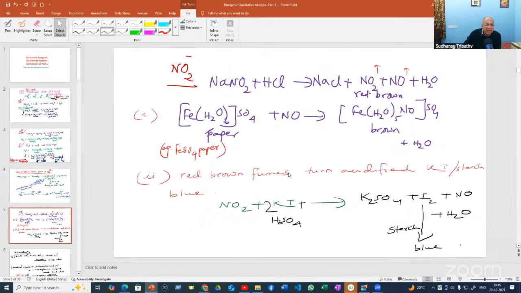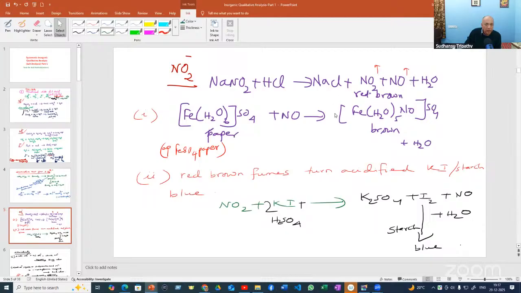Now, nitrite is a very typical salt. Nitrite salt produces two gases, NO and NO2 together. Because HNO2, in fact, we can write in a different way. A double displacement will give you HNO2. That HNO2 disproportionates to NO and NO2. Without doing that, I have shown NO2 and NO straight away in one equation.